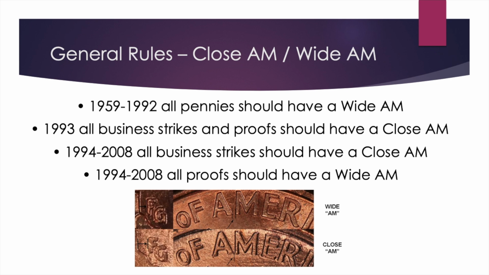You move on to 1993, all business and proof strikes should be having a close AM. There's not really any varieties known there. 1994 to 2008, on the business strikes, they should all have close AMs. And then, obviously, as I just showed you, 1998, 1999, 2000, some of them have the wide AM. And then 1994 to 2008 for the proofs, they should all have a wide AM. There are a few close AM proof coins that snuck in there as well. So that gives a general wrap up.